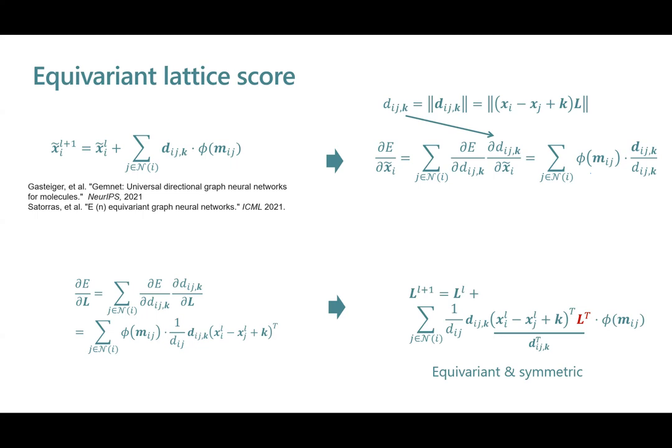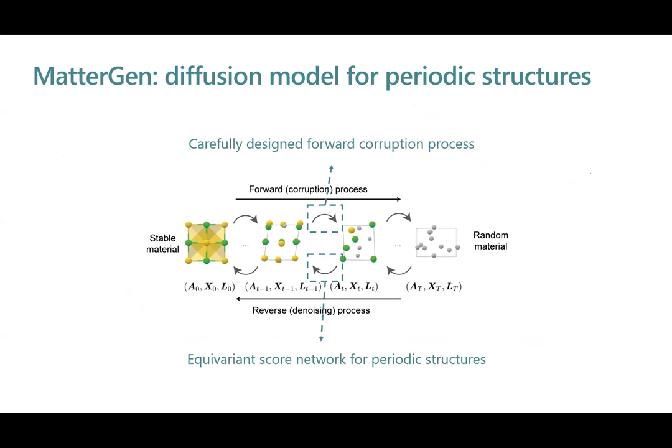In the final form, we actually added another term here, which is the L, because we realized that if you add this additional L, this entire thing was still equivalent, but also will be a symmetric matrix. So remember that we do the diffusion in this symmetric form. Therefore you match these two, so that your score network will output something that is both equivariant and symmetric. So that's the major thing, which is how we designed the forward diffusion process.